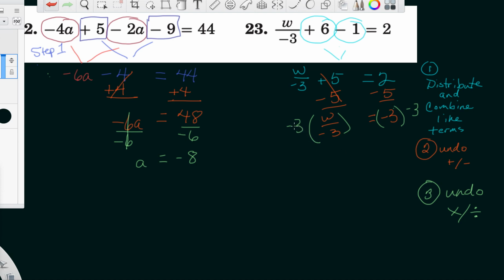All right, so negative 3 times negative 3 divided by negative 3. Those two things cancel out to 1. And we have just one W left over, which equals negative 3 times negative 3. Two negatives multiplied give me a positive. 3 times 3 is 9. There you go. So I'm going to move on to the second set.